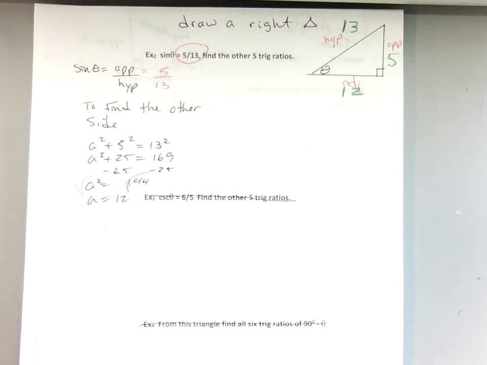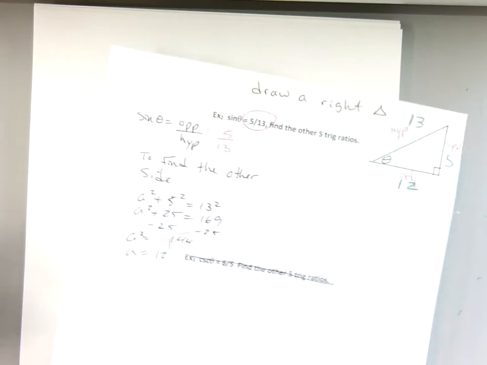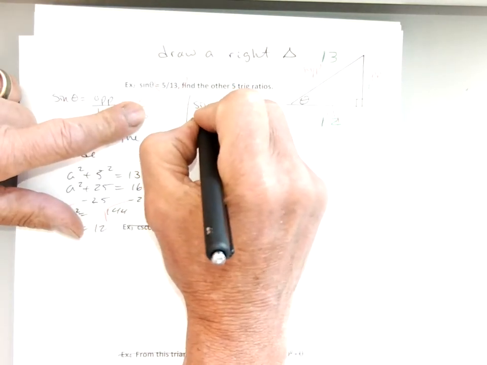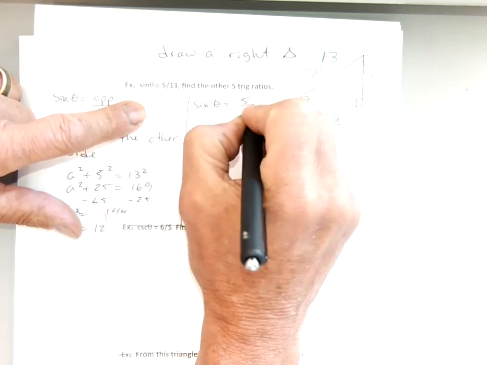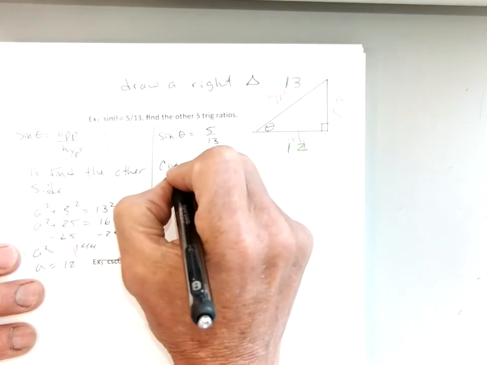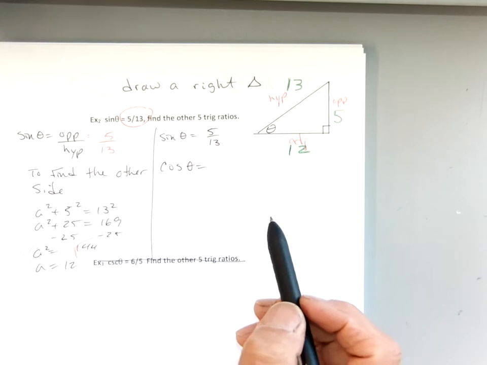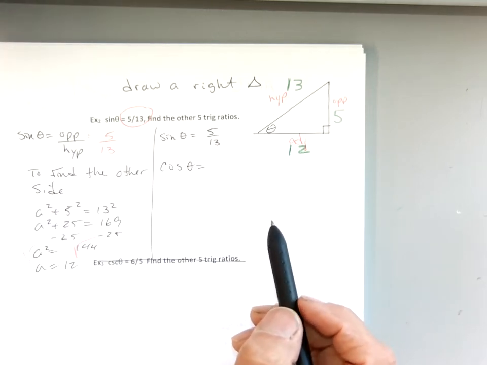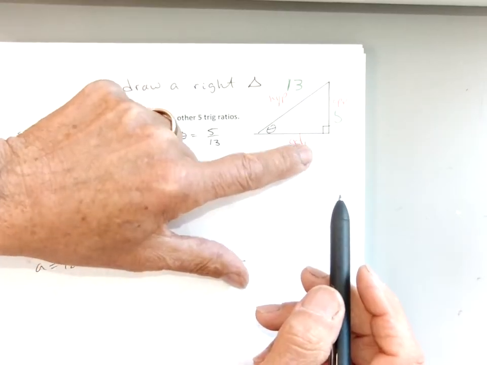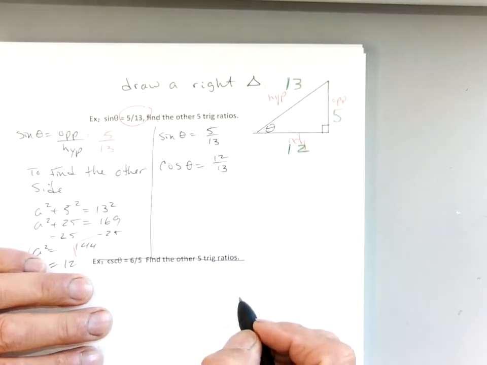Now we're just going to do what we did over here because we have our triangle, right? So we know the sine is 5 over 13. I know that because it was given to me, right? But now we need the other five. So the cosine of theta, well, cosine's the adjacent over the hypotenuse. I want you guys to get used to looking up on the board because it's just right there. So the cosine's the adjacent over hypotenuse, which is going to be my 12 over 13.